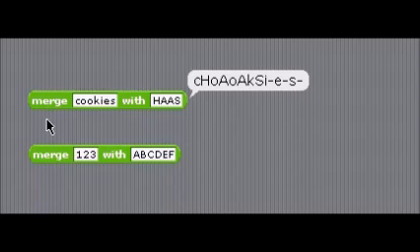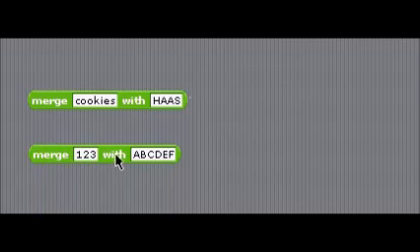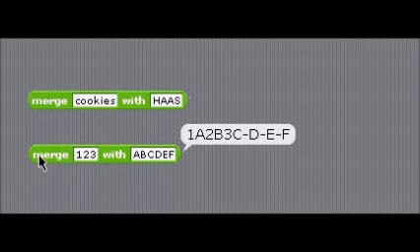So if I try another one, I'm now merging 1, 2, 3 with A, B, C, D, E, F. Again, I'm going to run out of the 1, 2, 3. So I have 1A, 2B, 3C, and then I've run out of my numbers. So I have a dash after each of the letters until I run out of the letters in the longer word. So I think that's pretty obvious how that works.